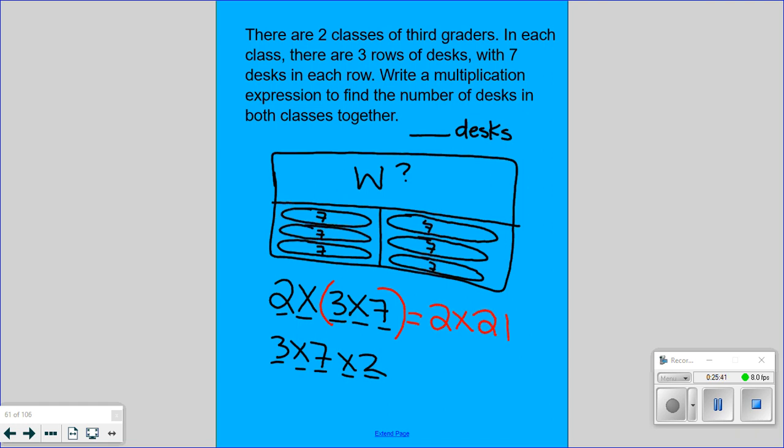Madison, how did I get 2 groups of 21? Because I don't see 21 anywhere on this picture, anywhere over here. Where did that even come from? Mackenzie, not Madison, sorry. Since you did 3 times 7. Yeah, I just replaced 3 times 7 with something that was worth the same, 21. So far, so good? What's 2 groups of 21?